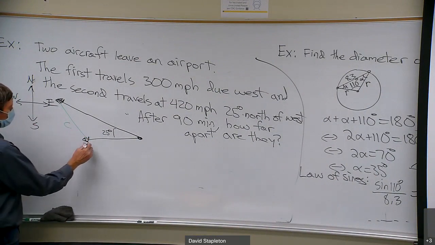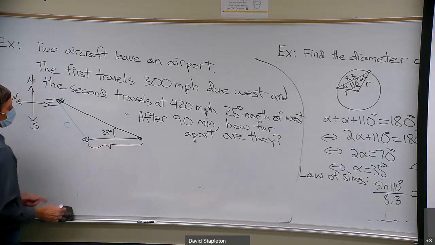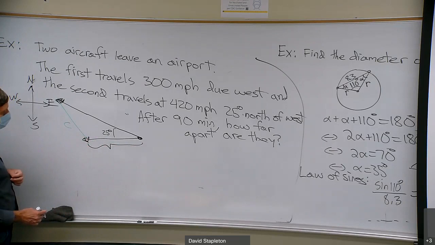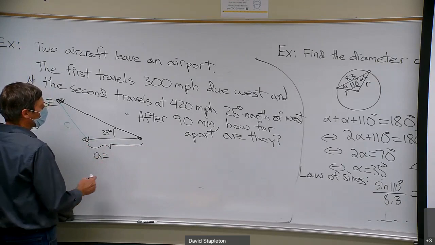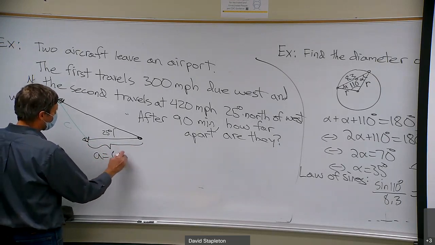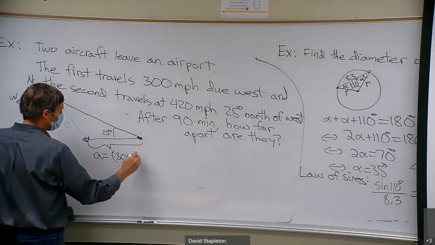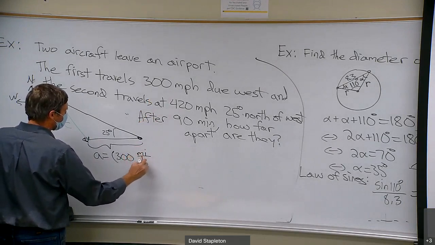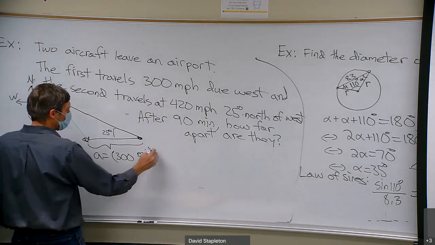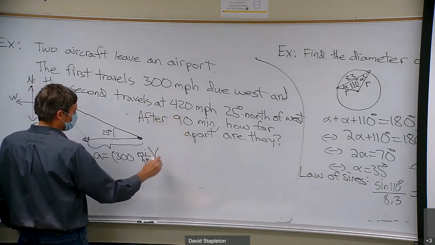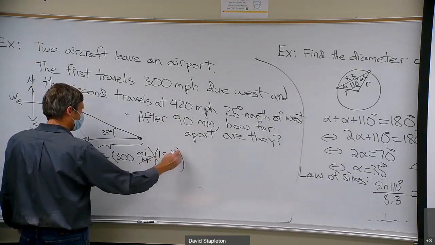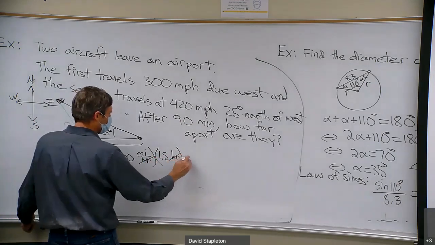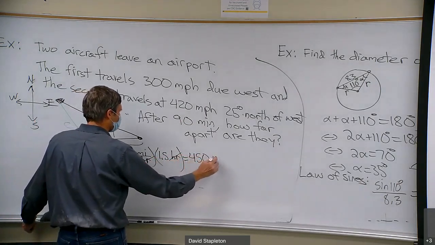What are these other two sides? I know I can figure this out. If it's going 300 miles per hour due west, how far is that? We call the side A. Instead of writing mph, I'm going to write miles per hour this way, miles divided by hours. And then I multiply it by, instead of 90 minutes, 1.5 hours so that units will cancel. Units of hours cancel with units of hours. So this one goes 450 miles.